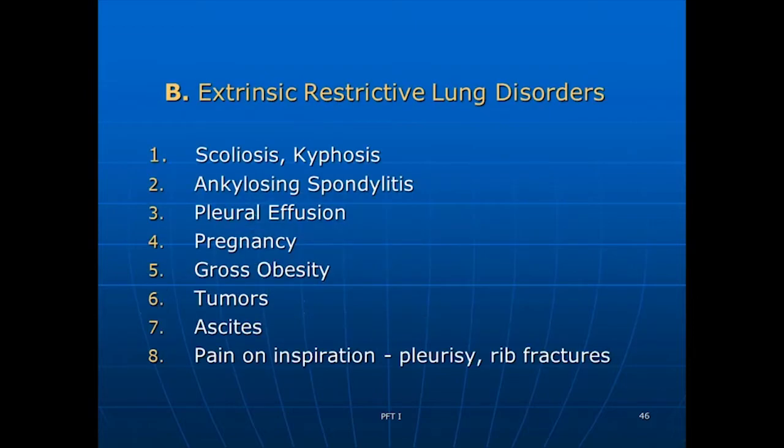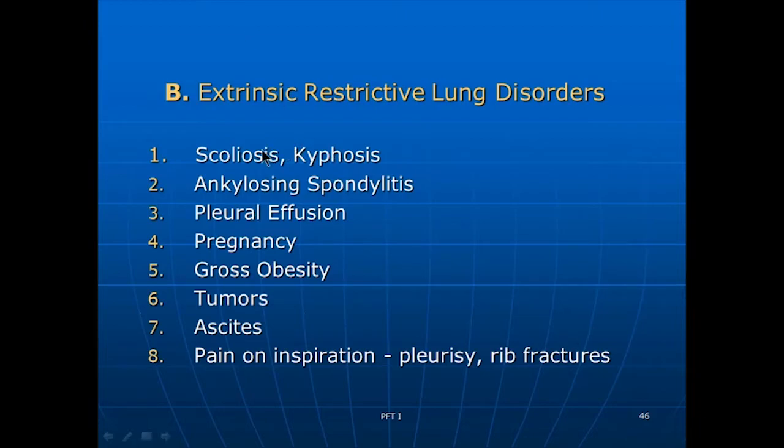The second type is extrinsic. This usually has to do with something outside of the lung tissue. The lung tissues are usually normal. These ones usually have to do with the bony structure. So we're talking about any kind of kyphosis or scoliosis. Someone who has a curvature of their back, it will usually affect the lungs, especially where the curve is, which may constrict one part of the lung and then overinflate the other part of the lung.